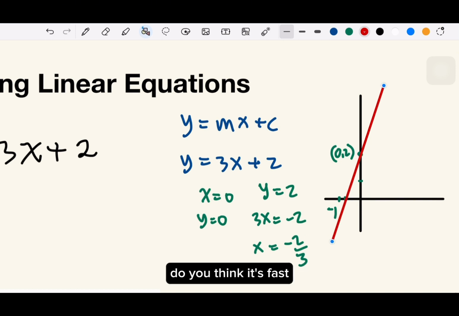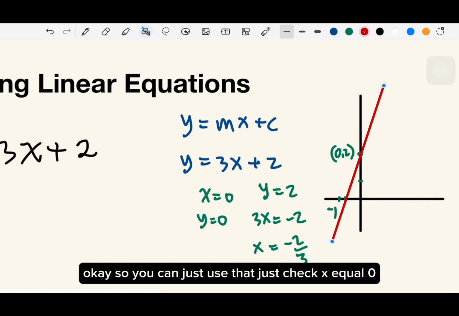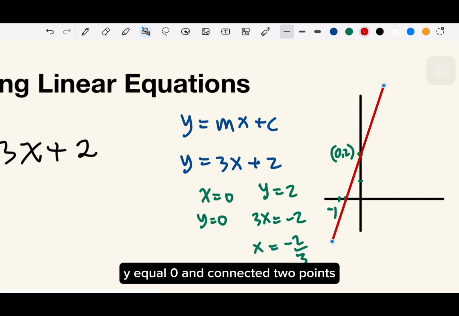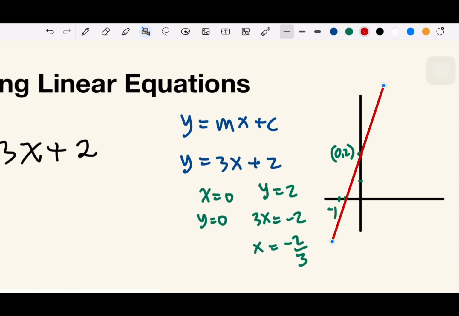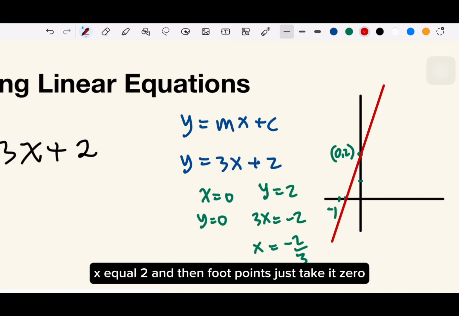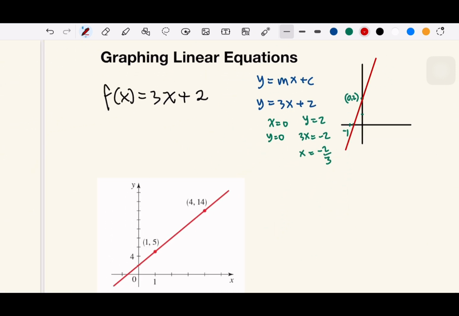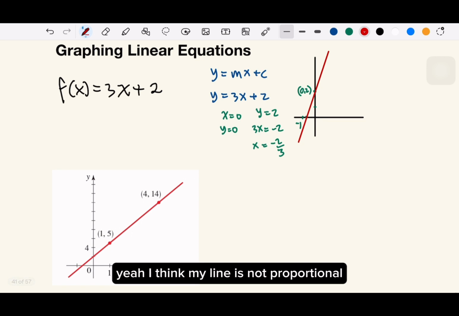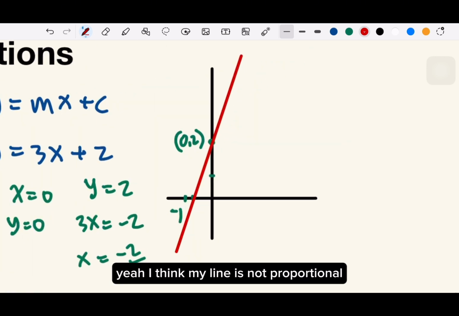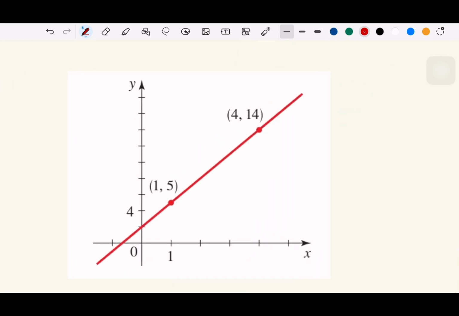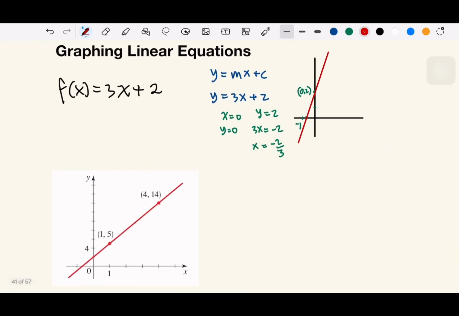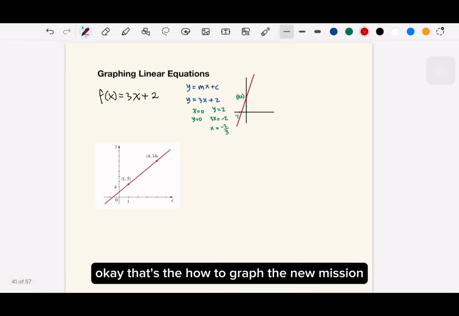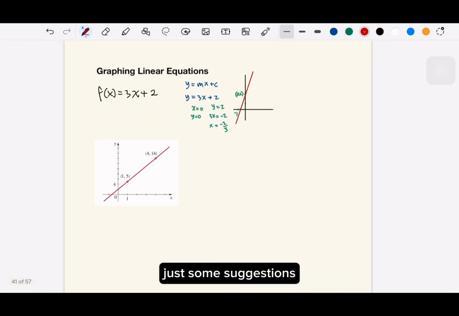Do you think it's fast? So you can just use that. Just check x equals 0 and y equals 0, and then connect the points, rather than x equals 1, x equals 2, and then plotting points. Just take 0. I think my line is not proportional, it should be like this, but I think it's the same. That's how to graph a linear equation, just some suggestions.